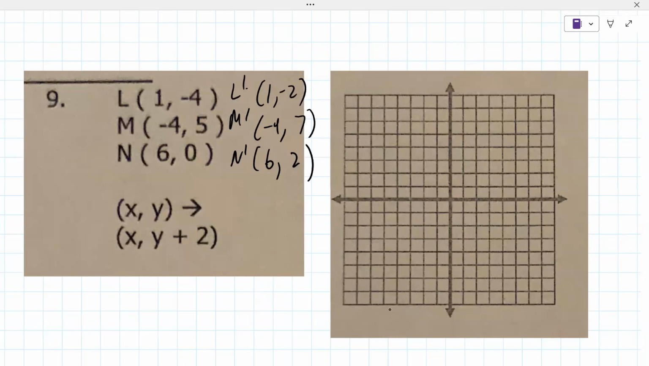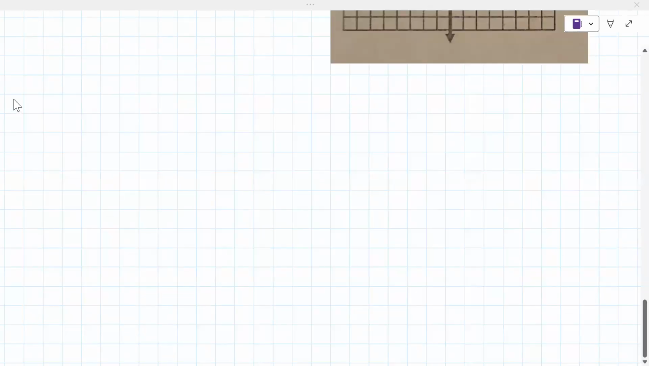So the main thing here is everything moves up. So yeah, L prime, and then -4, 5, 1, 2, 4, 5, and that goes M prime, and then N, 6, 0, 6, 2, N prime. Any thoughts on that, concerns? No. Okay. Well, we'll just keep moving here, slow and steady.